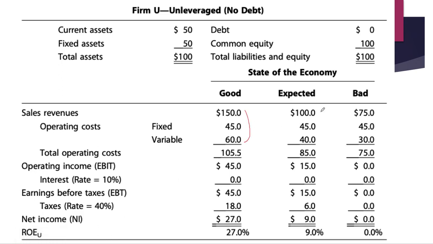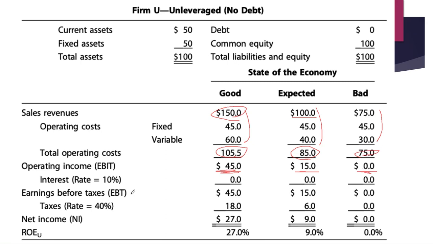So we have these scenarios, and now we have the operating income after the total operating cost is calculated and subtracted from 150. Subtract this part, you get $45 million. These are in millions. Here we have 100 minus 85, so you get 15. 75 minus 75, you get 0.